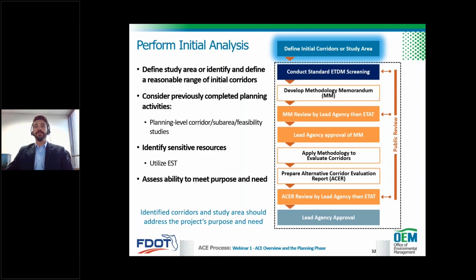It's important to check the ability to meet the purpose and need. Typically, the purpose and need for projects that require an ACE study is to improve traffic congestion and create a new system linkage. It's common to develop future traffic projections and test corridors' ability to meet the purpose and need. Bottom line is that if a corridor does not meet purpose and need, then it shouldn't be considered for further analysis in the ACE study.